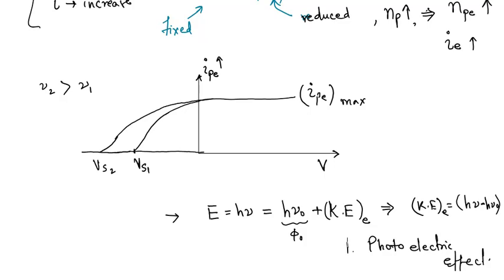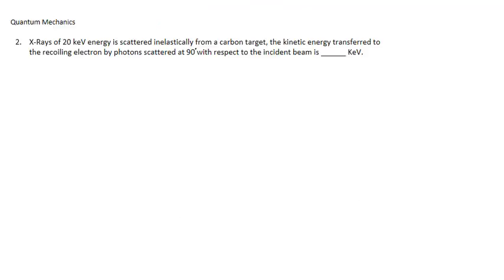Okay, now let's move to the second question. Let me read it. An X-ray of 20 kilo electron volt energy is scattered inelastically from a carbon target. The kinetic energy transferred to the recoiling electrons by photons scattered at 90 degrees with respect to the incident beam is how many kilo electron volts?